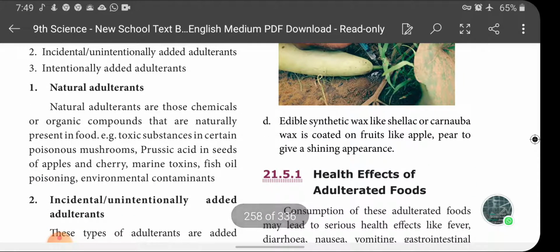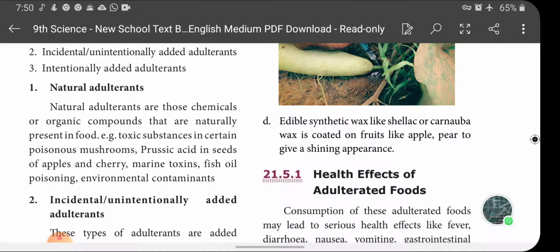Let's see about natural adulterants. Natural adulterants are those chemicals or organic compounds that are naturally present in food. Examples: toxic substances in certain poisonous mushrooms, prussic acid in seeds of apples and cherry, marine toxins, fish oil poisoning, environmental contaminants. List some of the natural adulterants which are present in the foodstuffs. You will get this as a 2-mark question, children. Natural adulterants are nothing but those chemicals or organic compounds that are naturally present in the food.